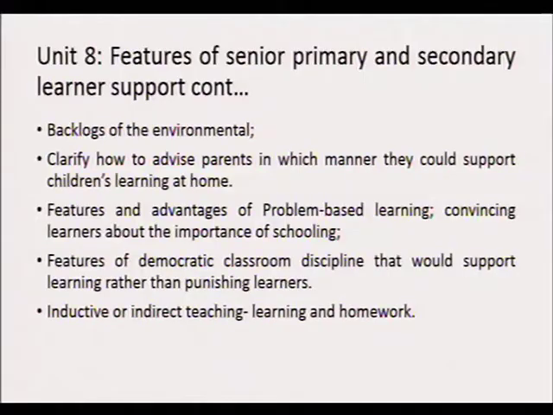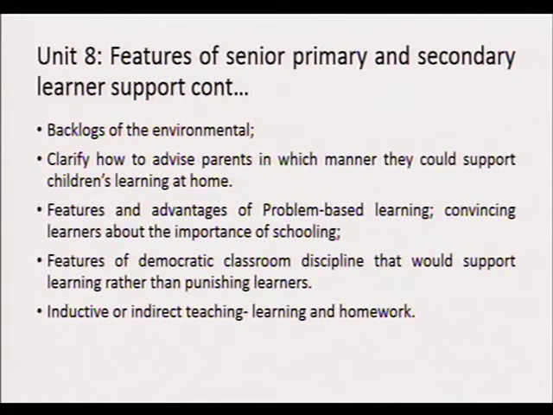And then we have the backlogs of the environment. What is it that is pulling our learners back in our environment? We look at it and we need to find ways how best this can be supported or addressed.